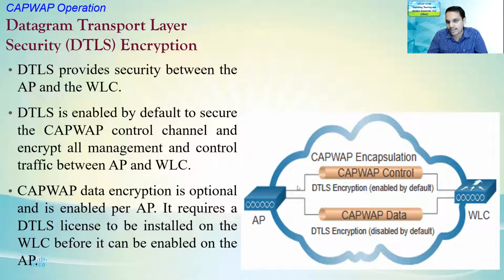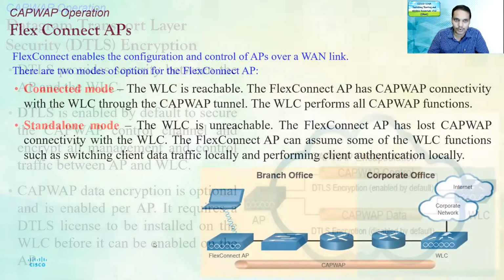Whatever traffic is happening here, you can see the CAPWAP control tunnel and also the CAPWAP data tunnel. For the CAPWAP control tunnel, DTLS encryption is enabled by default, whereas for the CAPWAP data channel it is optional and only enabled per AP. It requires a DTLS license to be installed on the WLC before it can be enabled on the access point.